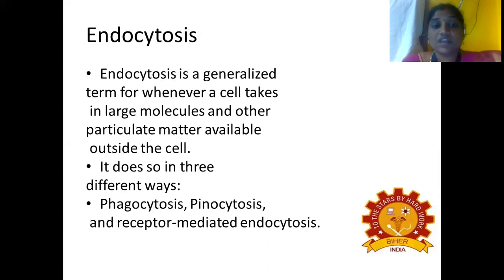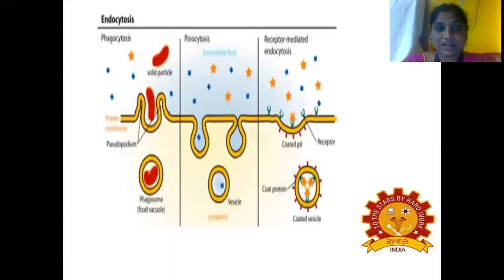Endocytosis is the generalized term for whenever a cell takes in larger molecules and other particulate matter available outside the cell. It does so in 3 different ways. Under endocytosis, there are 3 different processes: phagocytosis, pinocytosis, and receptor-mediated endocytosis. Phagocytosis takes solid particles inside the cell, and pinocytosis takes liquid molecules inside the cell. Whereas receptor-mediated endocytosis is very specific. With the help of a receptor, it moves the molecules inside the cell.